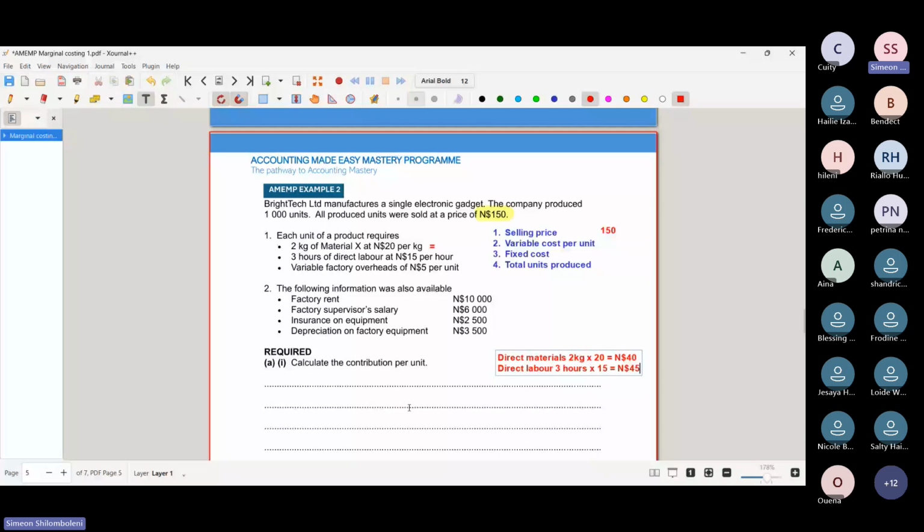But this product is still not done. There may be still other expenses that are not direct material and also not labor, but they also contribute to that product. We call this variable factory overhead. And this one is $5 per unit. So here there are no calculations. We just say $5.